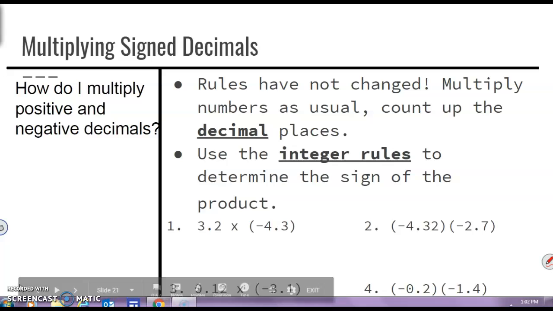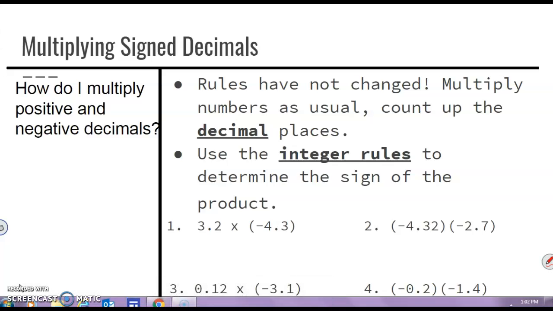For number 1, we have 3 2/10 times negative 4 3/10. Since my signs are different, I know my solution will be a negative. Now I'm going to line my digits up in order to multiply correctly. 2 times 3 is 6. 3 times 3 is 9. Drop 0 as a placeholder.